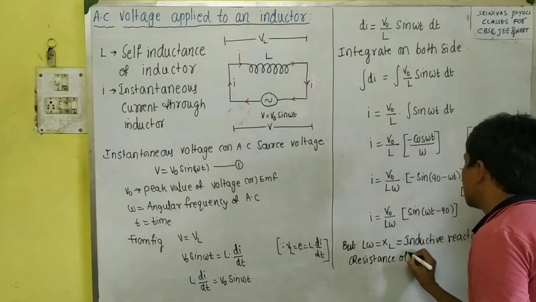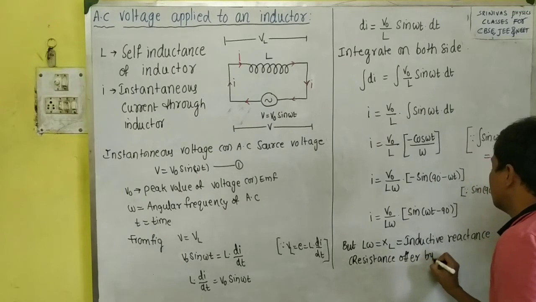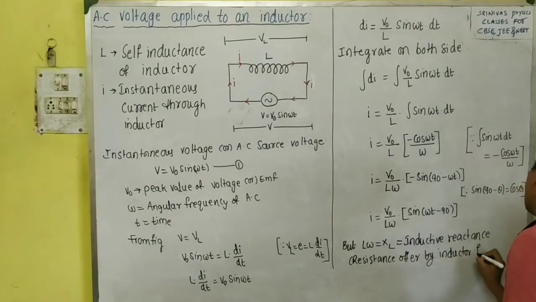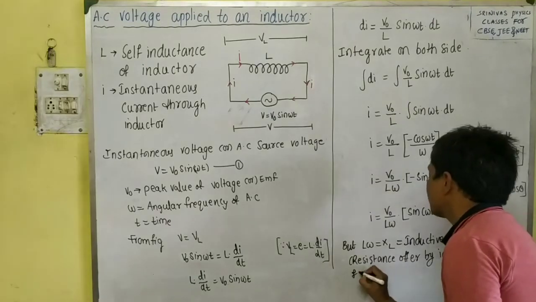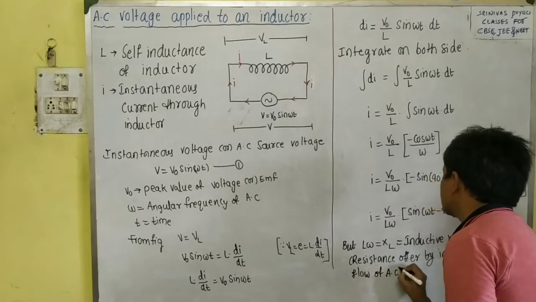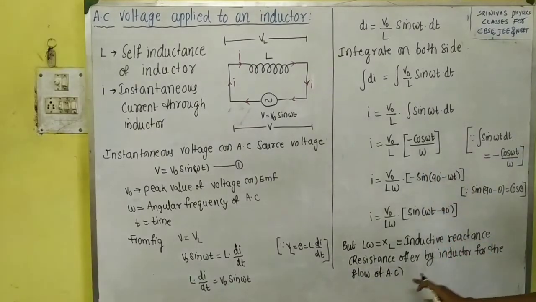Resistance offered by an inductor for the flow of AC is called inductive reactance. This is substituted in the above equation.